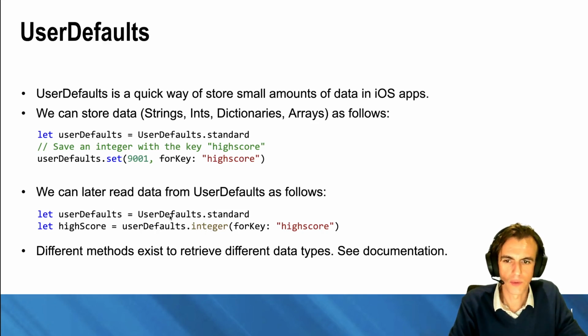So if you have a look at the documentation for user defaults, you can see these. And you can see with just a couple of lines, you can store something on one run of the app, and then later on a subsequent launch of the app, you could retrieve that same information. So this is what I mean that it's very lightweight.